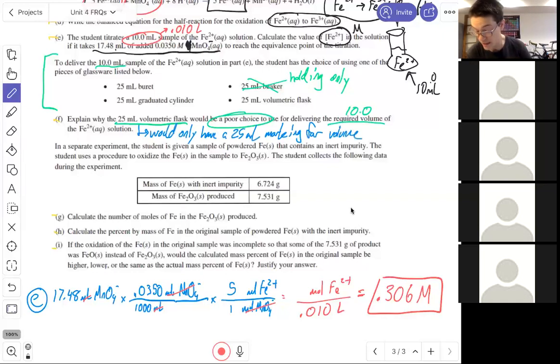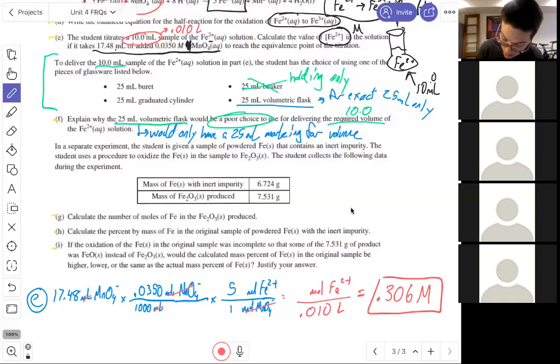So in theory, you could use either a burette or a graduated cylinder, either one, but you could not use a volumetric flask, because this would be for exact 25 milliliters only. So these 2 could be used for anything from 0 to 25 milliliters. But a volumetric flask is only for what it's technically marked for, precisely.